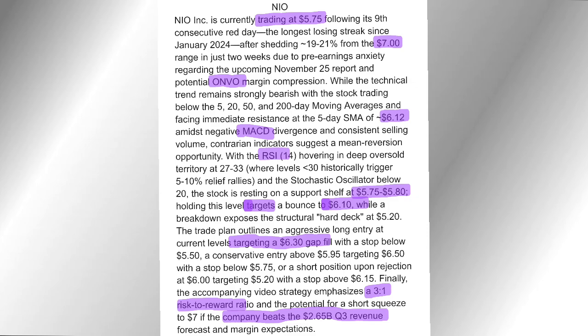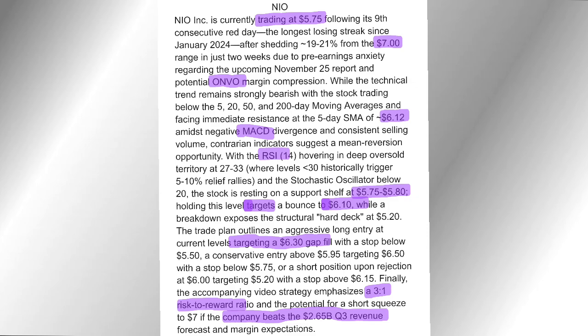Okay, so the first thing that jumped out at me, and I think it's a big one, is about timing. You need to integrate specific fundamental risks directly into your technical risk management structure. You're talking about the November 25th earnings report, right? Exactly that. The write-up mentions pre-earnings anxiety and ONVO margin fears, but then the stop losses just sort of float there. Right. They aren't actually connected to that hard date. So the weakness is that your stops are totally independent of the very catalyst that's driving all this volatility.